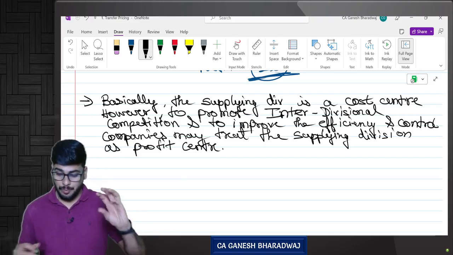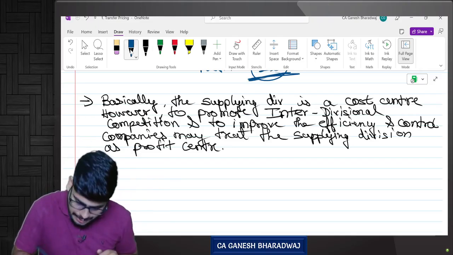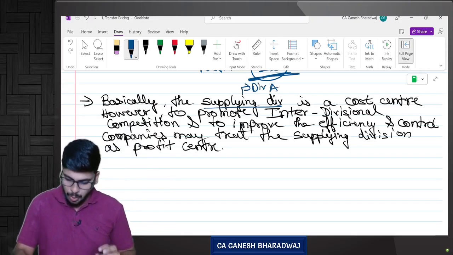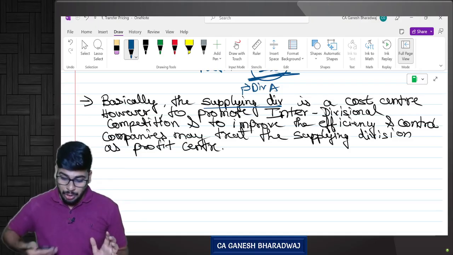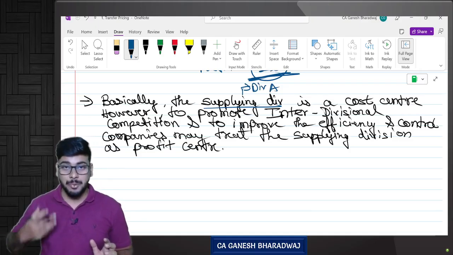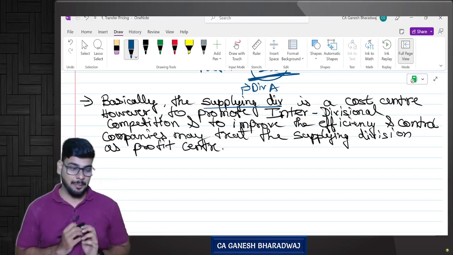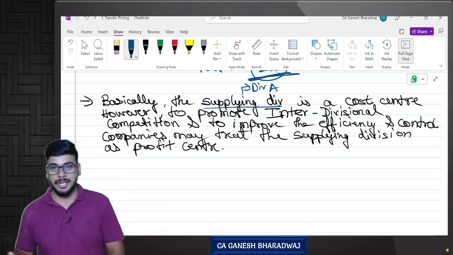Right? So basically the supplying division, in our example, supplying division is what? It is division A, correct? It is basically a cost center. But to promote the interdivisional competition and improve the efficiency and control, the companies may treat the supplying division as a profit center. Are you clear with this?